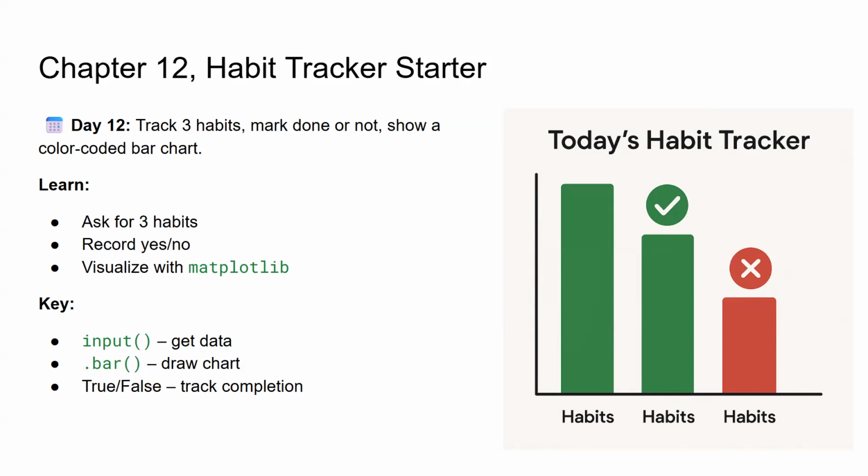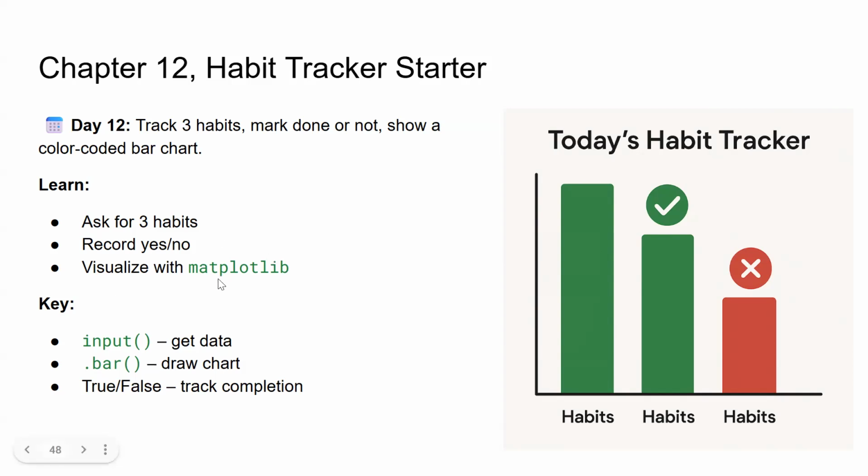Ask questions and show the result in a bar chart, for instance, like the way that you can see on the right hand side. So habit one, habit two, habit three, and then yes, did it or not did it, etc. All right. So this is what you're going to learn. You already learned about asking for input, recording yes or no, getting the input as yes or no, and then visualizing again.